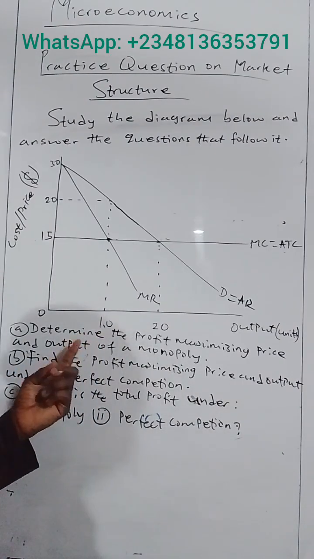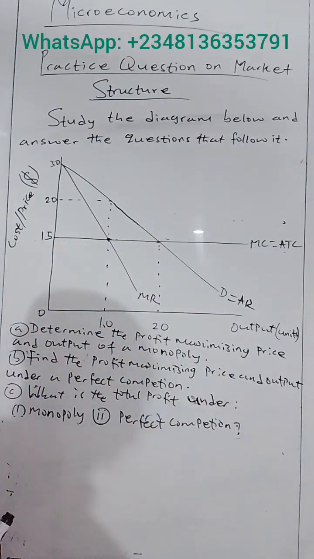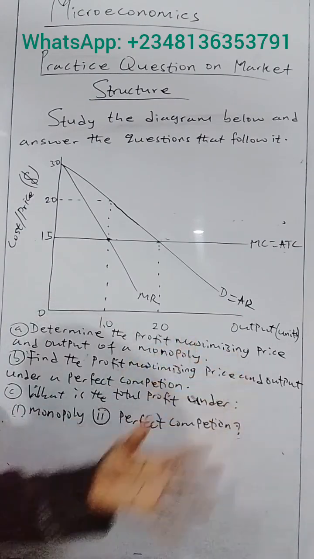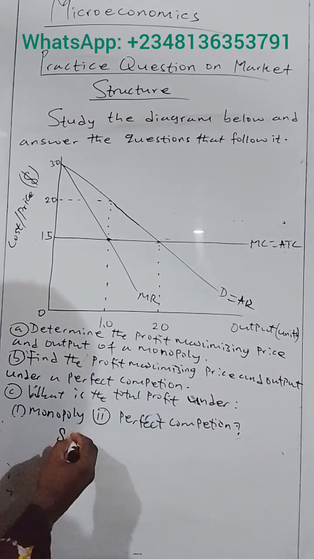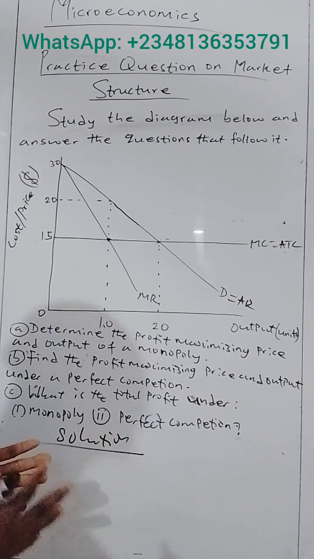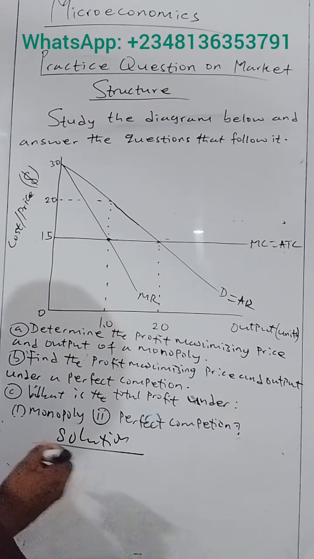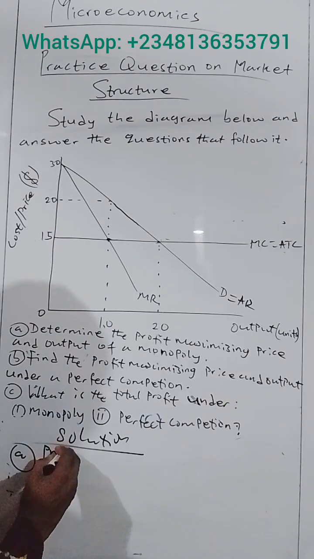Now, the question says determine the profit maximizing price and output of a monopoly. That's assuming this diagram represents a monopoly. So what is the profit maximizing price and what is the profit maximizing output level? So let's go. Here is the solution. It's very simple. You have been following me. It's very simple because we have learned related things in the past. To determine the profit maximizing price and output units, we need to recall the condition for profit maximization. That is the profit maximization rule.